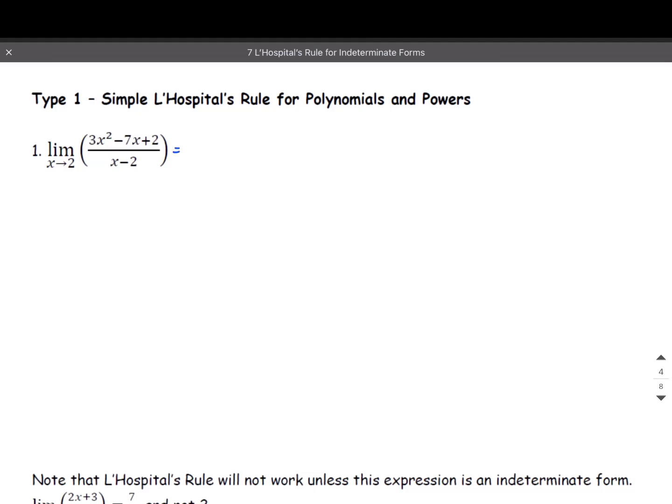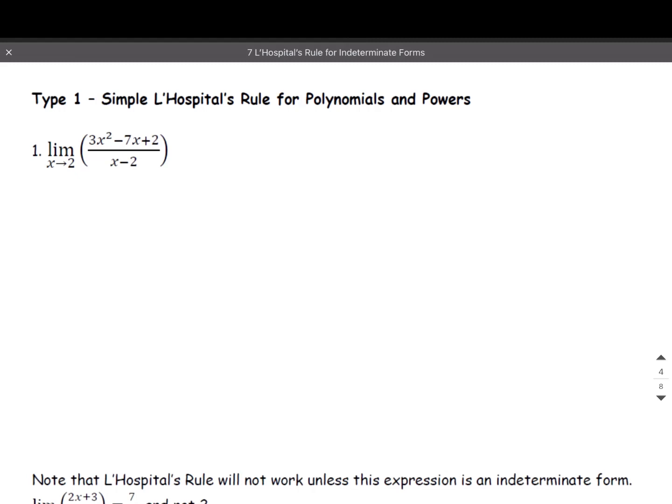In the past, we would do the substitution, 3 times 2 squared minus 7 times 2 plus 2 over 2 minus 2. We'd get 0 over 0. And I'm going to tell you now, the College Board has made it very clear they do not want to see this. So I'm going to erase all this out. When I was in college, we used to just write 0 over 0 and then apply the rule. Again, the College Board has made it very clear they do not want to see that.